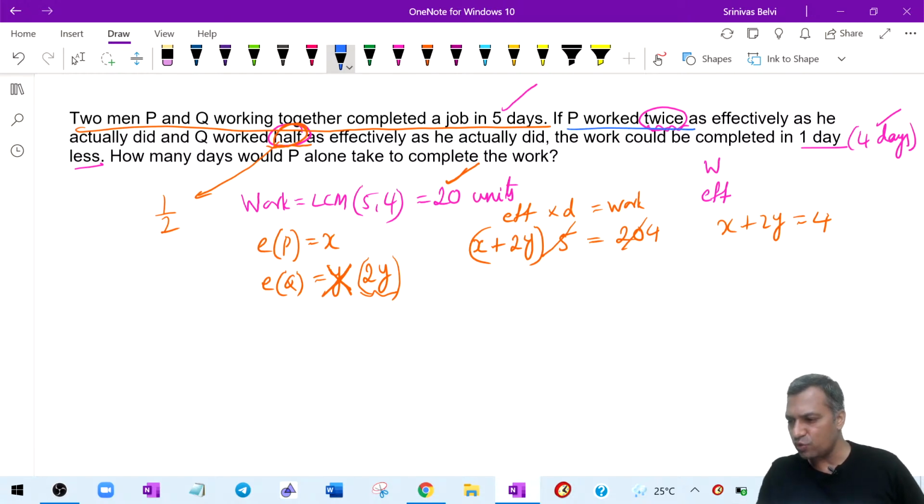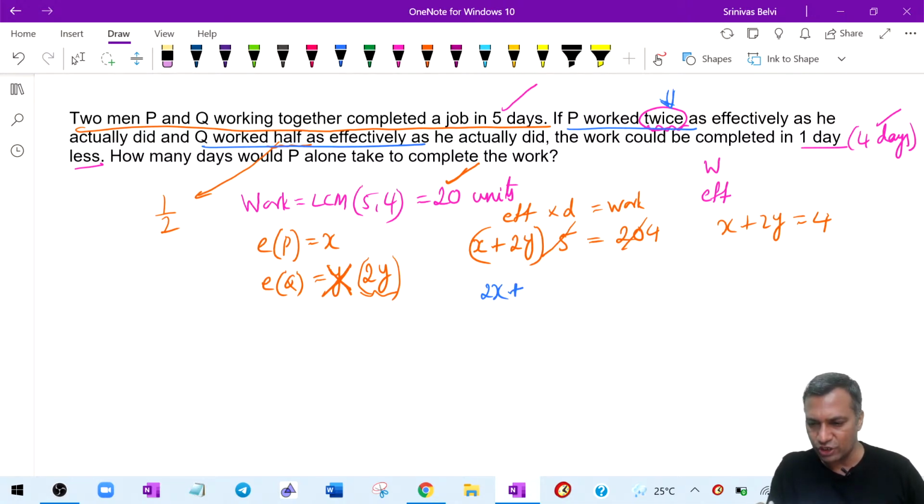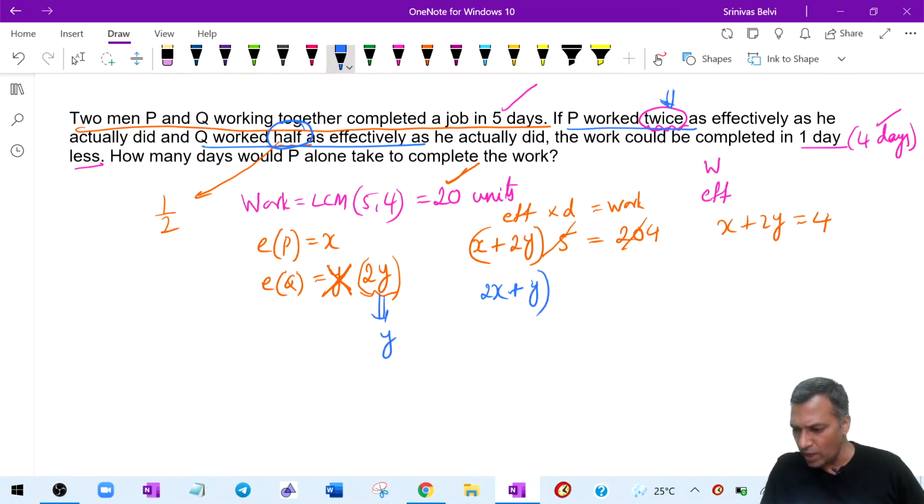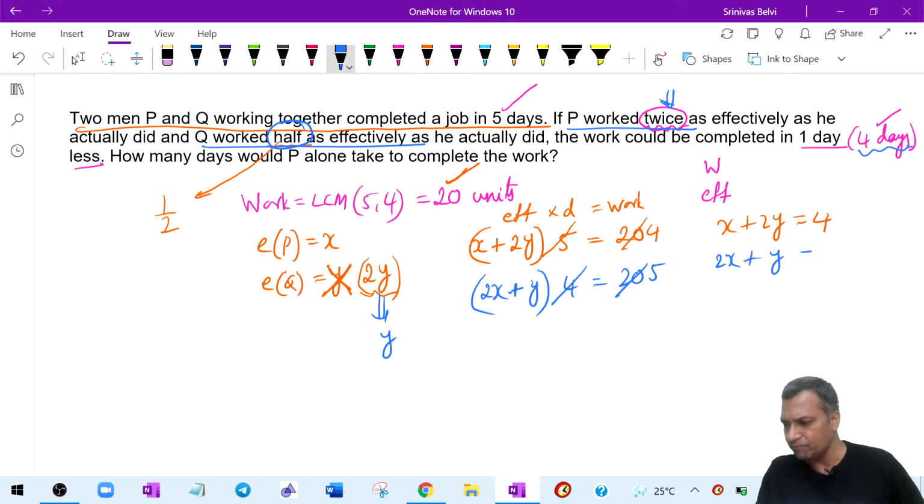If P worked at twice the efficiency, the second one is 2X, twice the efficiency, whereas Q worked half as effectively. Therefore, it was 2Y originally, and half of 2Y becomes Y. How many days should they work? 4 days. If they work for 4 days, they will accomplish the same 20 units of work, 5 times 4. Therefore, 2X plus Y is equal to 5. Solve, and you'll get the values of X and Y.